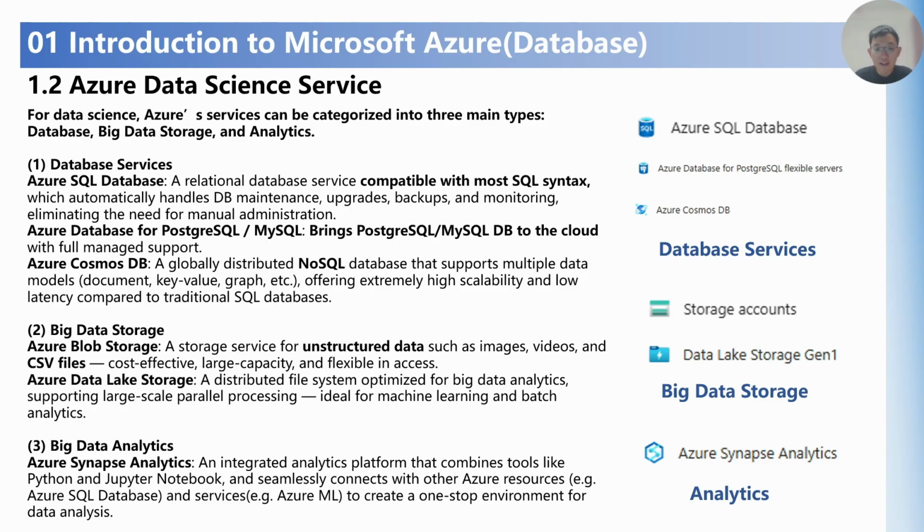When it comes to database services, this includes relational databases like Azure SQL Database, our old friend PostgreSQL Server, and of course, NoSQL databases like Cosmos DB. For big data storage, we have Azure Blob Storage for unstructured data, and Data Lake optimized for large-scale data. And finally, as for big data analytics, Azure Synapse Analytics is an integrated analytics tool, very useful for us, and it's similar to Jupyter Notebooks, making it ideal for handling data science problems.